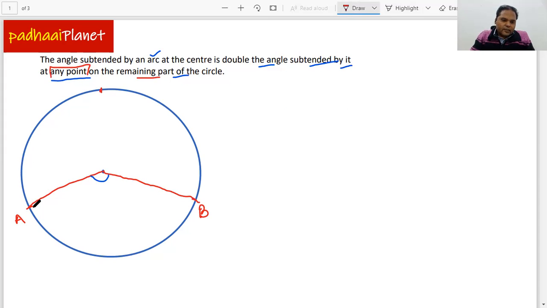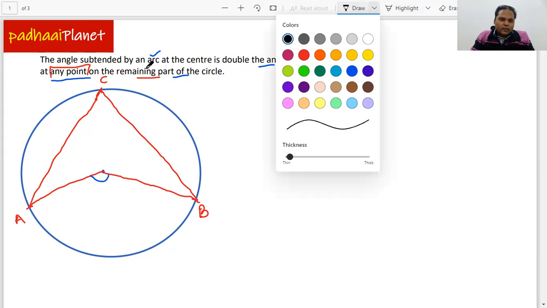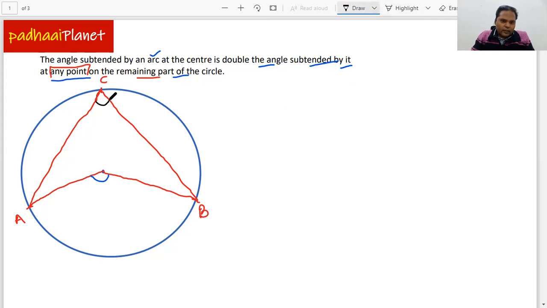Now, let's see how this arc is forming the angle at this particular point. And say, suppose this is C. So it will form the angle like this. Let's connect A with C, and then we will also connect C with B. Now, what they are saying is that this is also an angle.